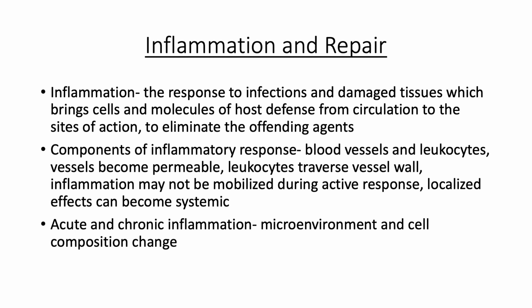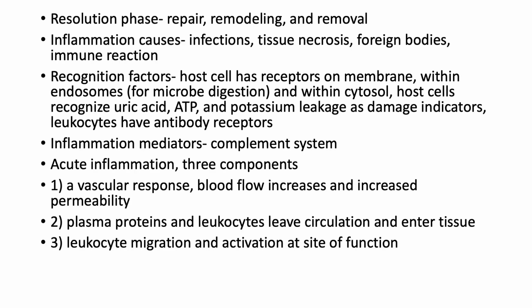Components of inflammatory response include blood vessels and leukocytes. The vessels become permeable. Leukocytes traverse the vessel wall. The inflammation may not be mobilized during the active response. The localized effects can become systemic. We talk about acute and chronic inflammation. These are reliant on the microenvironment and the cell composition change. There's afterwards a resolution phase, which consists of repair, remodeling, and removal.